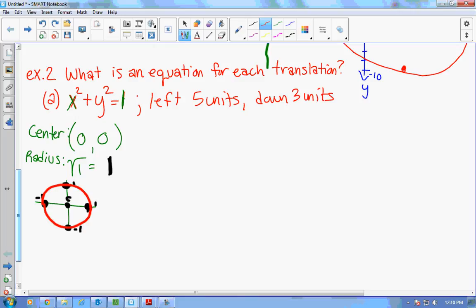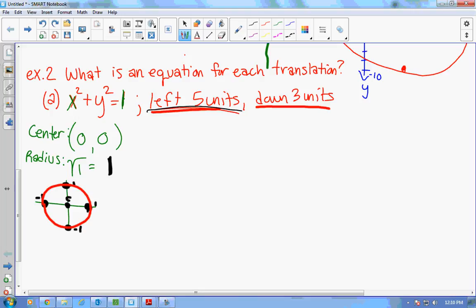We're not done with this problem. This is the original given to us. They asked us to shift it. They want us to shift it left 5 units and down 3 units. Okay, if we go left, a different color. If we go left, that number, if we go left, oh wait.